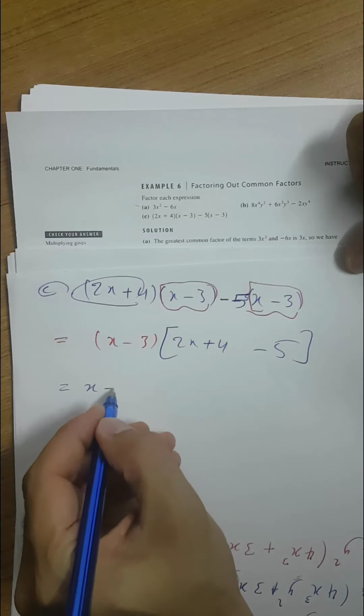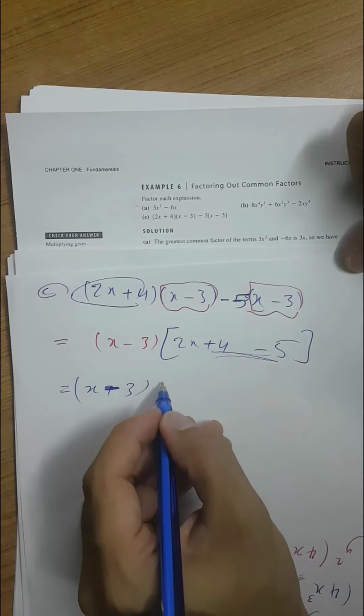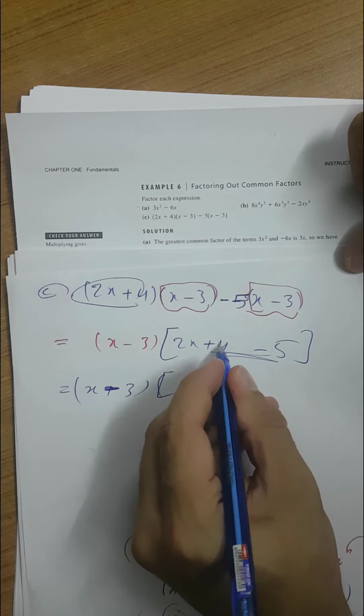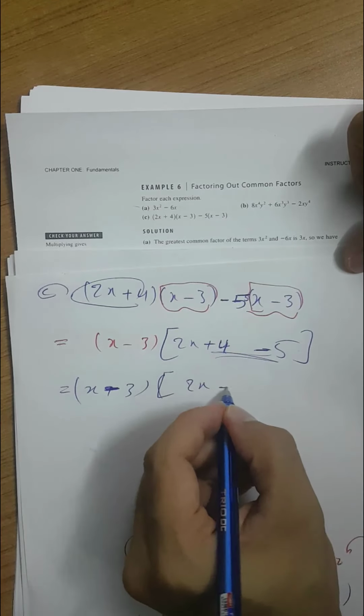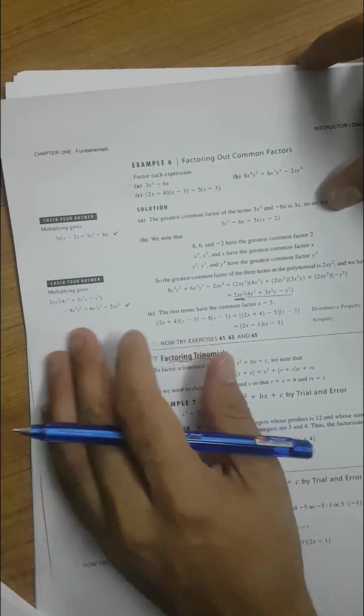And you know, there is something that we can do here in the brackets. So 2x plus 4 minus 5 remains minus 1. That's all that we need. I think it's easy, but you need more and more practice. Okay, dear.